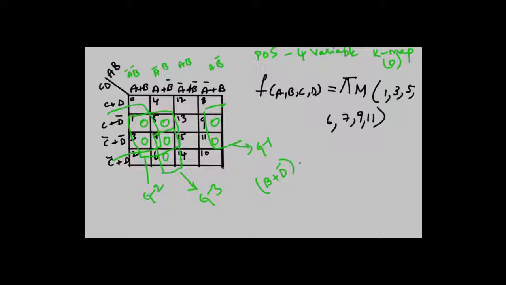Next, this is POS form, so product of the other group. This is group 2. For group 2, the common from this both is A. A plus, okay, I'll write it here. This is group 2. This is for group 1. And this is for group 2. A plus of common from this both is D bar. Next, this is group 3. That means this both zeros. So from here common is A plus B bar is common.